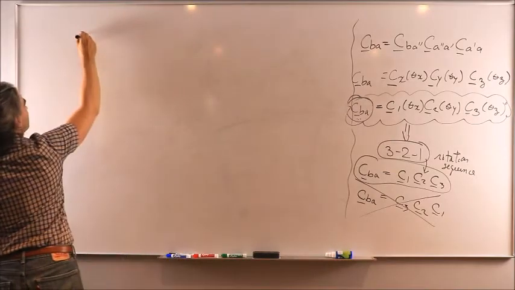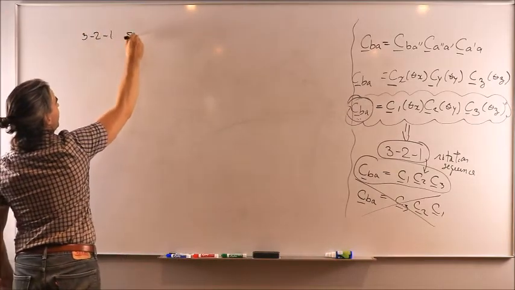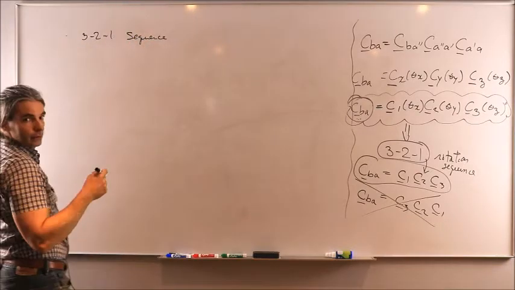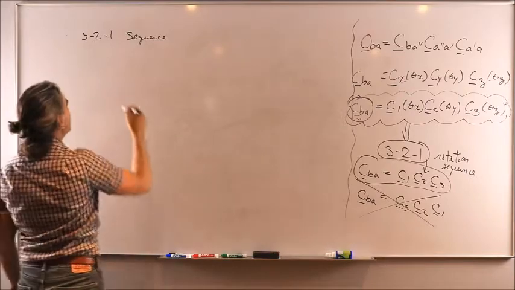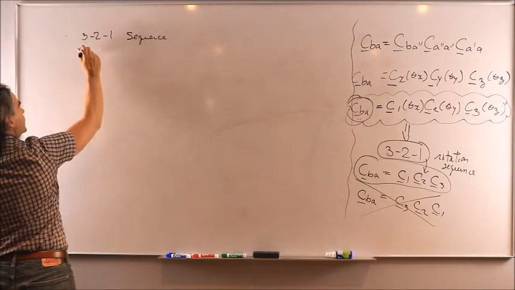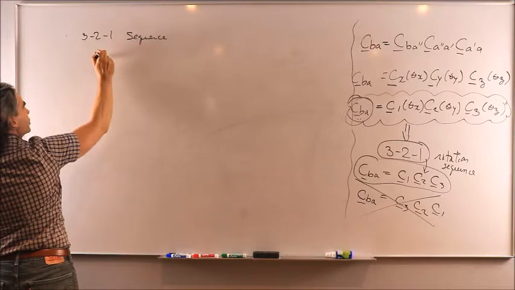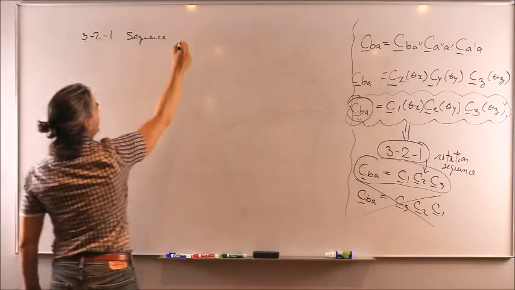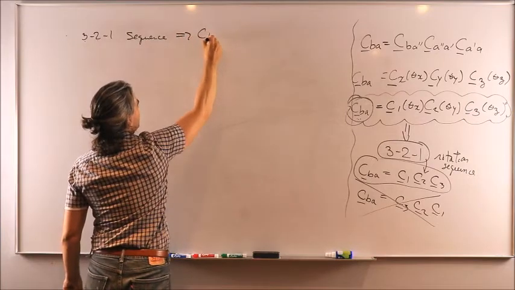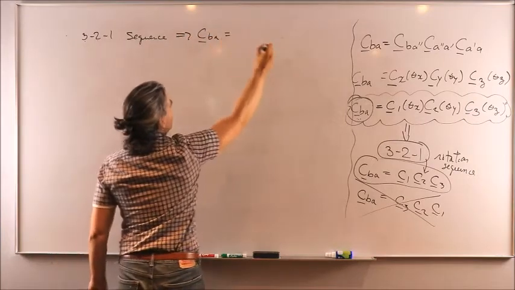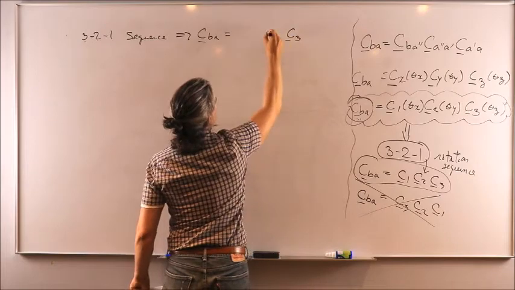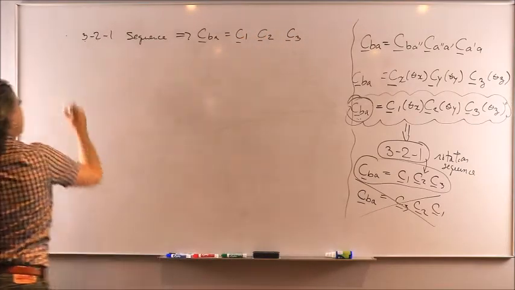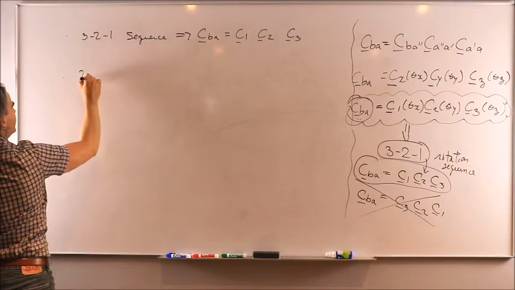So we said 3-2-1 sequence. The meaning of that, and write it down on your piece of paper, is that the first rotation is about Z, second rotation about Y, and the third rotation about X. This is all we did. And we had established that in this case, CBA was 3, 2, 1, written backwards.